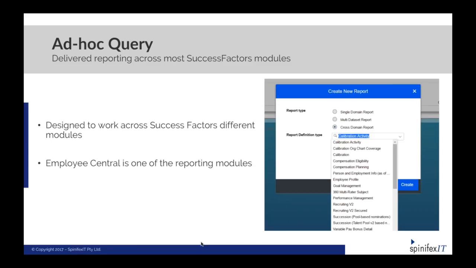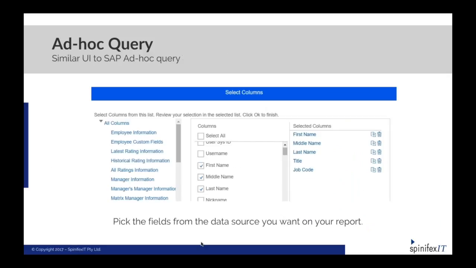So the very first one, and probably the most basic, is something we'd probably all be familiar with if we've done any reporting in SAP on-premise, and that's ad hoc query. This is essentially the same as what you'd expect to see in your on-premise module. It can report across different SuccessFactors modules, including Employee Central, but you can see there's a whole list of other ones as well. But if we jump through, we'll see that the way that it works is very similar to what we expect in on-premise.